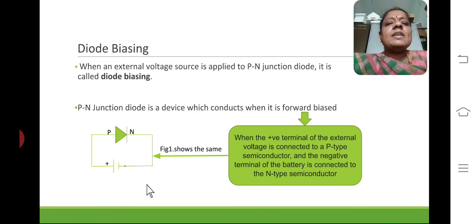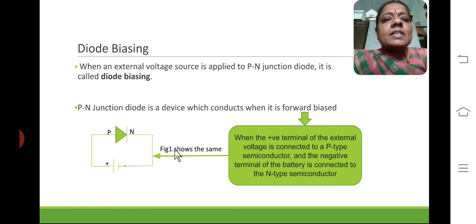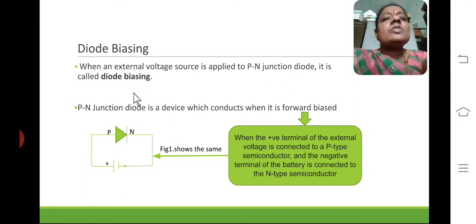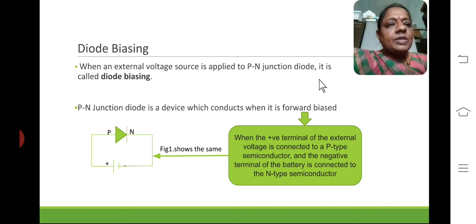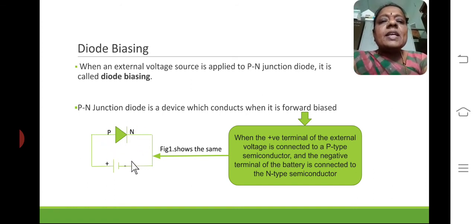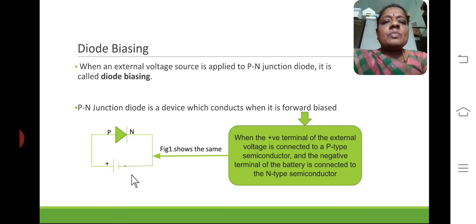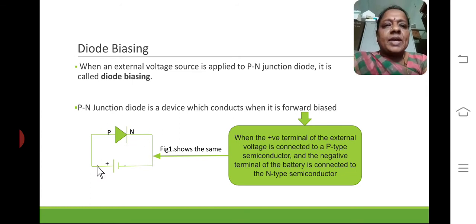What do you mean by biasing? It means some external voltage source is applied to this PN junction, then it is called diode biasing. When an external voltage source is applied to this PN junction diode, it is called diode biasing. How do we apply this external voltage? Using a power supply or a battery, we are applying external voltage to this diode. This is called biasing.